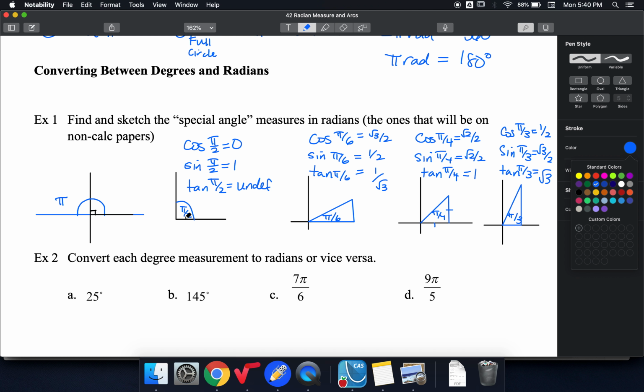So cosine of 0: a 0 angle on the axis, that's my adjacent. It's all adjacent, so that's 1. Sine of 0 is 0 because there is no opposite. Tan of 0 is opposite over adjacent. 0 divided by 1 is okay, and that is 0. So these are the special angles that you need to remember, and you will be expected to know on any non-calculator assessments.